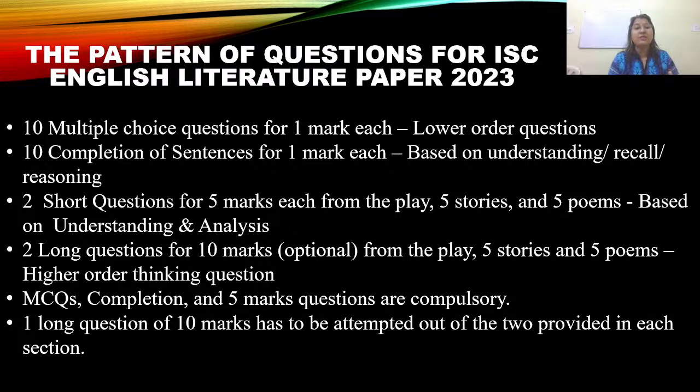Section 1 is compulsory, for 20 marks, where you are going to get 10 MCQs and 10 completion of sentences. Then the other section, which is Section 2, will further be divided into three sections: the Tempest, stories, and poems, in which you will get two questions for 5 marks and one question for 10 marks that you will have to attempt.